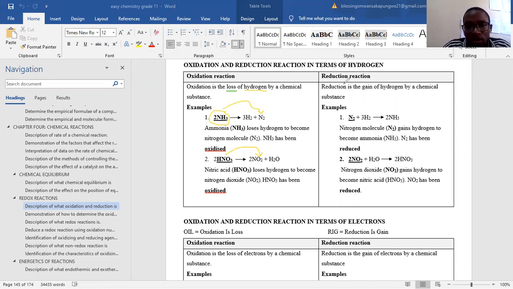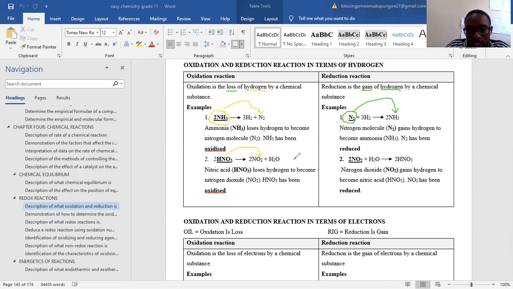Let's look at reduction. Reduction, on the other side, is the gain of hydrogen. Hydrogen is being added to a chemical substance. So it's just the reverse of the reaction. The production of ammonia is called the Haber process. When we are producing ammonia, on the reactant side we mix nitrogen and hydrogen and then we produce ammonia. They combine in the ratio of 1 to 3. On the reactant side, nitrogen is standalone, but on the product side, nitrogen is attached to hydrogen. So that addition, that gaining of hydrogen, is what we refer to as a reduction reaction.